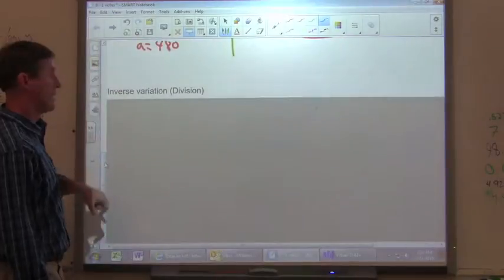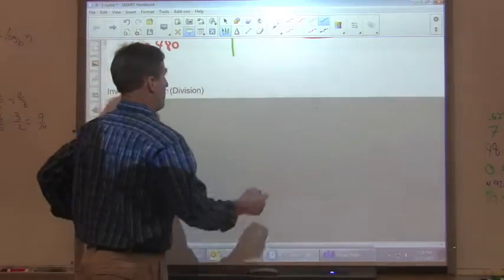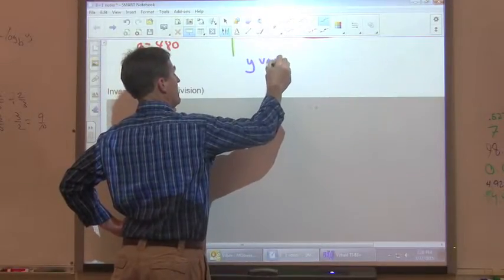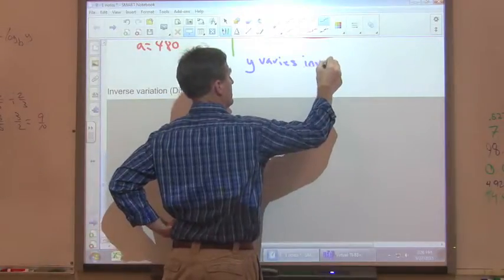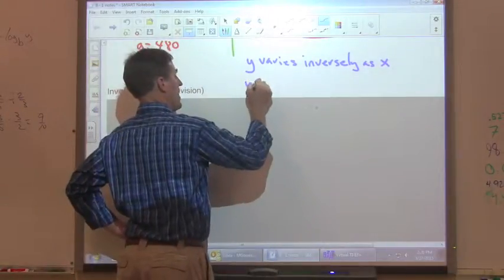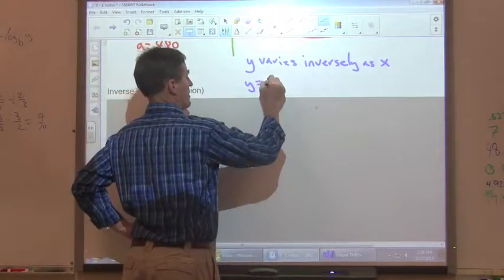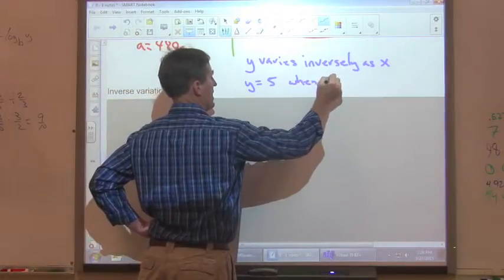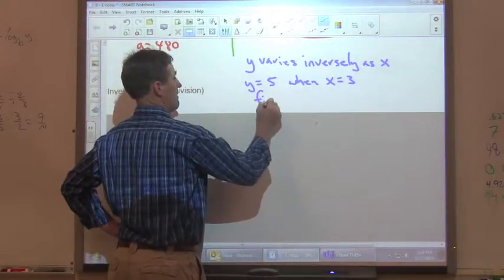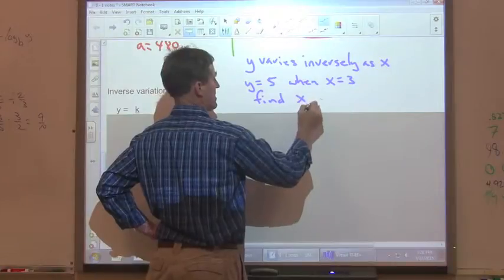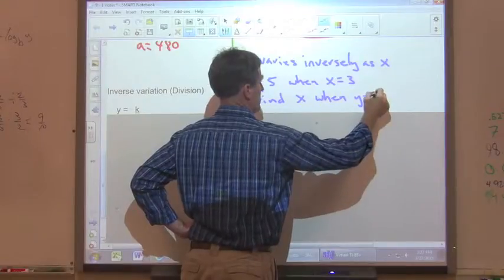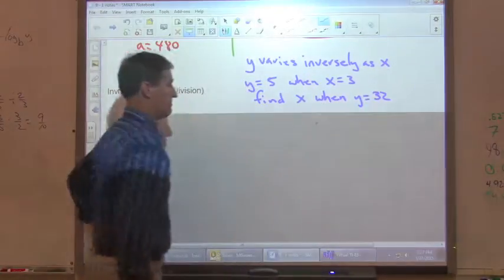Inverse variations is when it's divided by something. So this might be written, let's go, y varies inversely as x. Y equals 5 when x equals 3. Find x when y equals 32. All right?